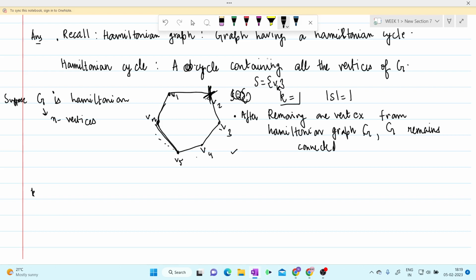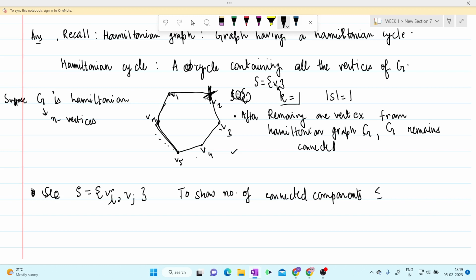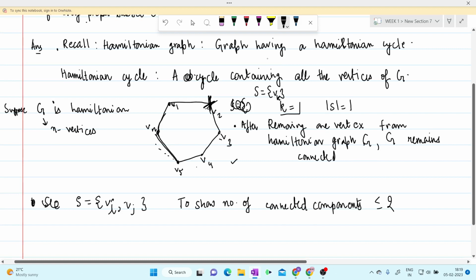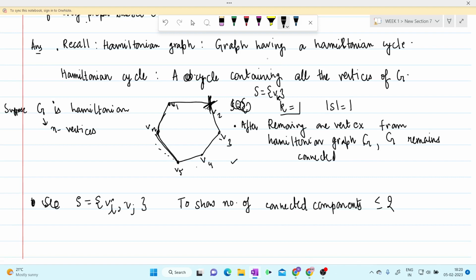Now let's look at when S has two vertices, when we are removing two vertices, say Vi and Vj. Now we have to show that the number of connected components is less than or equal to 2. That is, we cannot have 3. So we have to show that after removing two vertices from a Hamiltonian graph, we can have either two connected components or one connected component. Can you think why that is true?